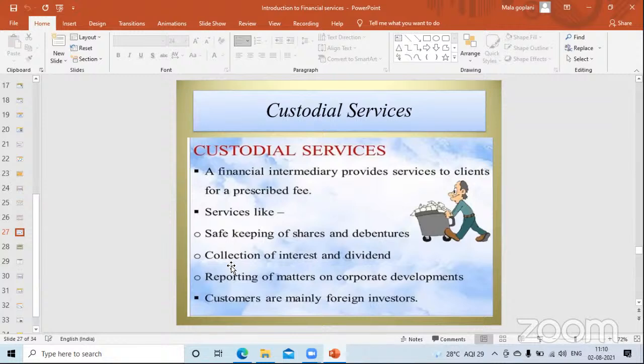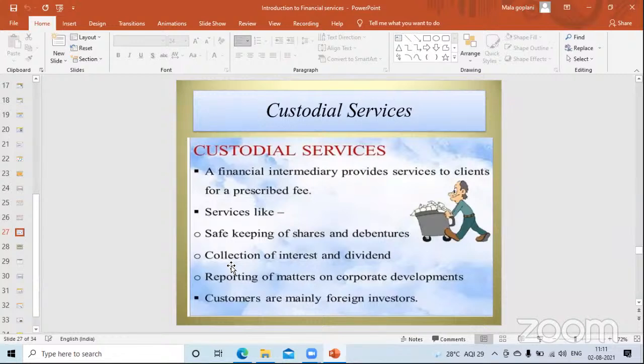Okay. And if you have shares and debentures, then naturally you will be getting interest or dividend on them. Therefore, the financial intermediary will see what and how much interest and dividend, and when interest and dividend is to be received by you. Therefore, you don't have to do it.